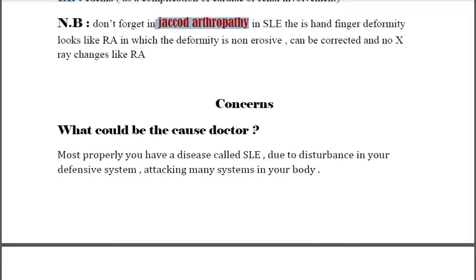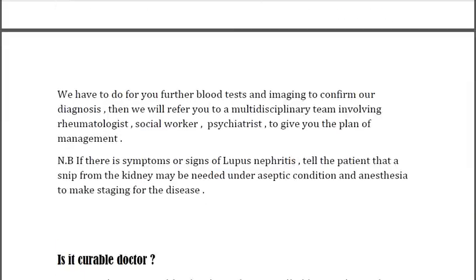What could be the cause of my joint pain in both hands, doctor? I appreciate your concern. Most probably you have a disease called SLE. It is due to a disturbance in your defensive system, which is supposed to attack bugs and bacteria. In your condition it attacks many systems. One of them is the joints of both hands, and it can also affect other systems like the skin, causing facial rash, and it can also affect the heart, the kidney, and the blood.